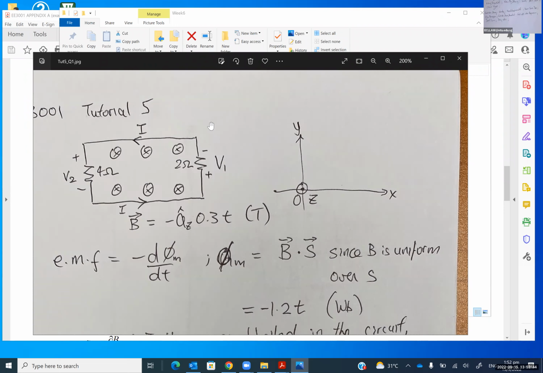With that, all of you agree the current will be just 1.2 divided by the total resistance of 6 ohm, so the current is 0.2 ampere. So what's V1 equal to? What's the voltage across these two resistors?